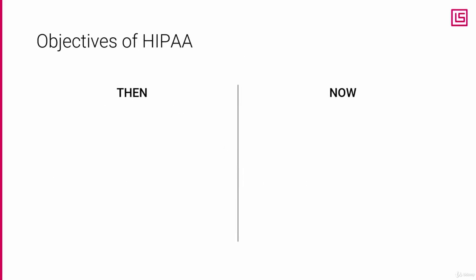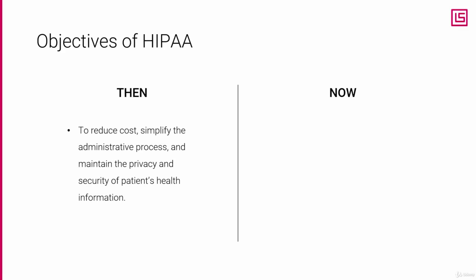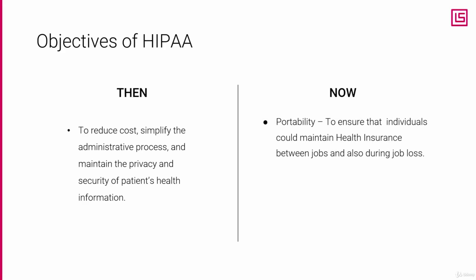What were or are the objectives of HIPAA? HIPAA was initially introduced to reduce cost, simplify the administrative process, and maintain the privacy and security of patients' health information. And today, the main objective of HIPAA is 1.